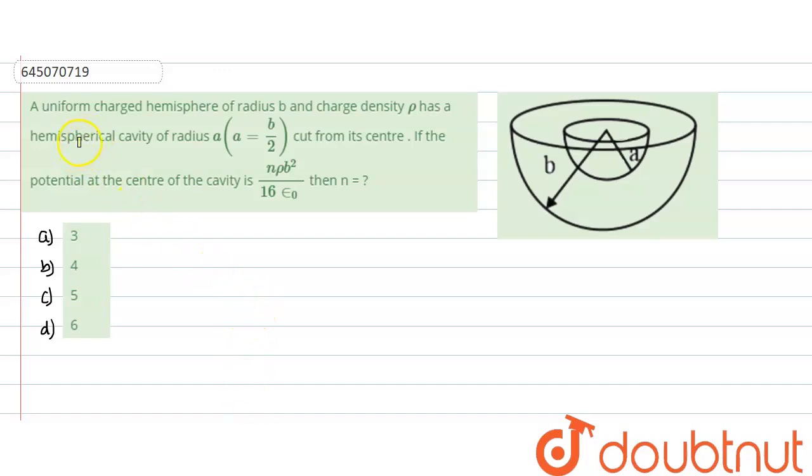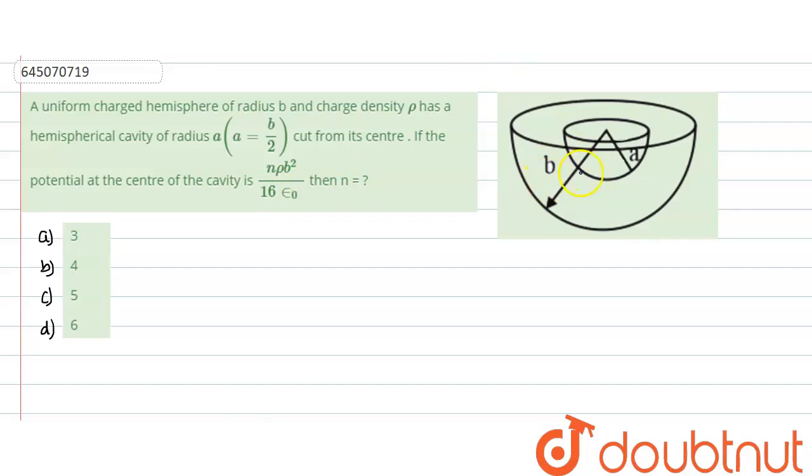Hello everyone, let us start with our question. In this question, what is given? That there is a uniformly charged hemisphere of radius b carrying a charge density rho, and it has a spherical cavity of radius a, where a is equal to b by 2, which is cut from its center. Now, if the potential at the center of the cavity is n rho b square divided by 16 epsilon, we need to find the value of n.